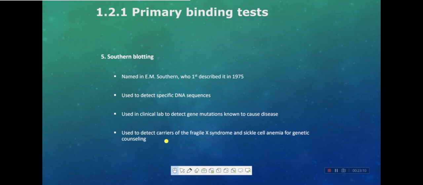So students, that's about the primary binding tests that are performed in serological testing. Hope you are able to understand the concepts of serological tests, what serology is, and the different types of primary binding tests that are performed in the laboratory for the diagnosis of any kind of disease.